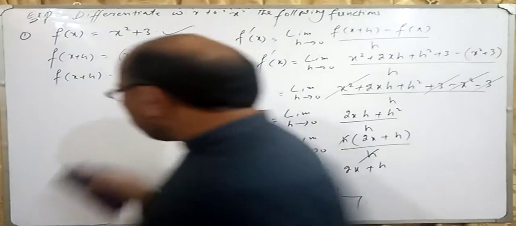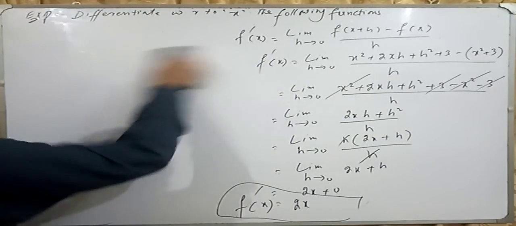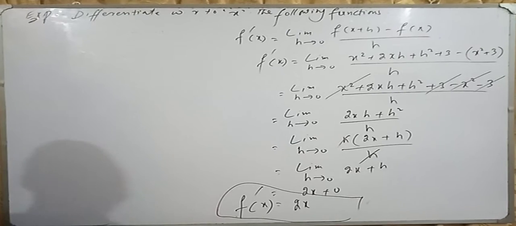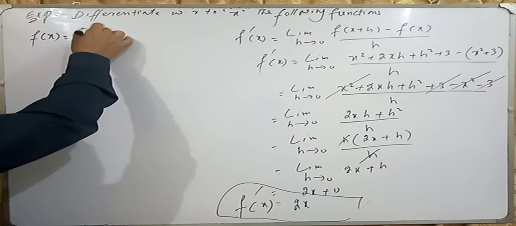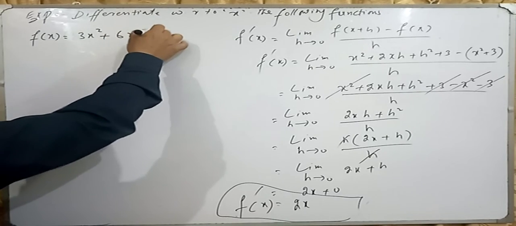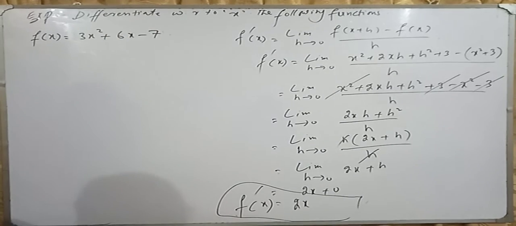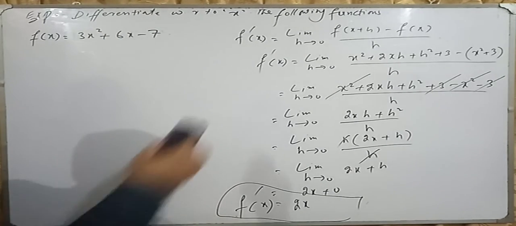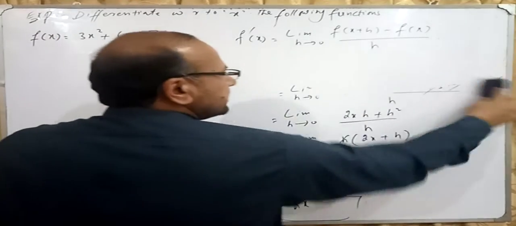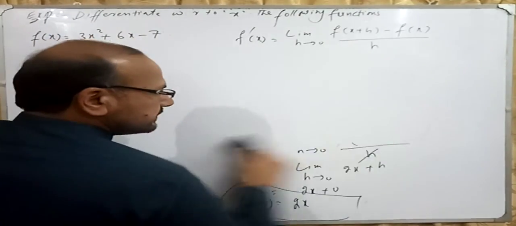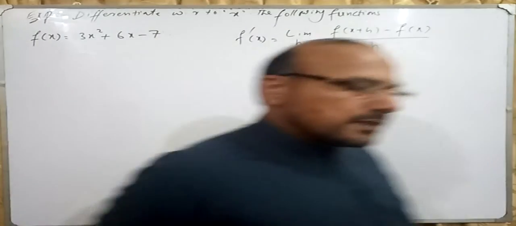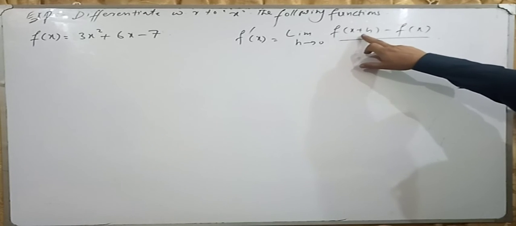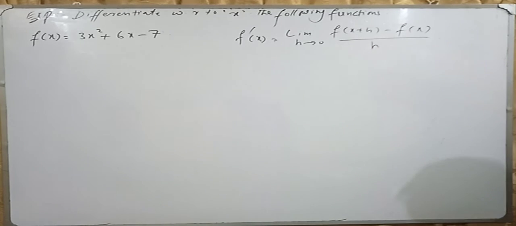For example, if we have a question like f of x equal to 3x squared plus 6x minus 7. What we need to do, first we will write the form of the derivative. The form of the derivative is f dash of x, limit h tends to 0, f of x plus h minus f of x divided by h.